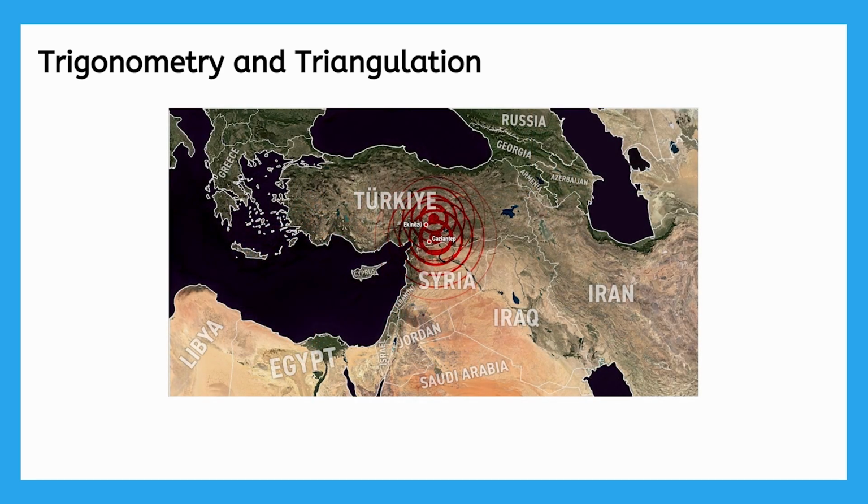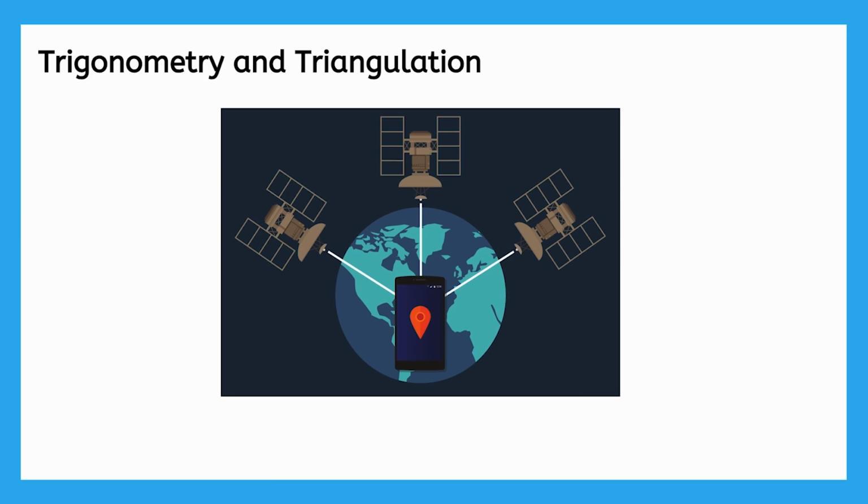Seismologists can locate the epicenter of an earthquake by triangulating the seismic wave measurements. And GPS systems use triangulation from multiple satellites to pinpoint a device's location. These are just a few examples of how trigonometry and triangulation are applied in everyday life.